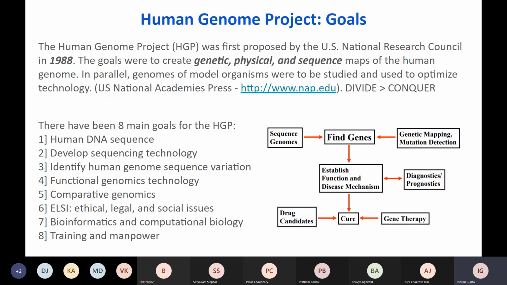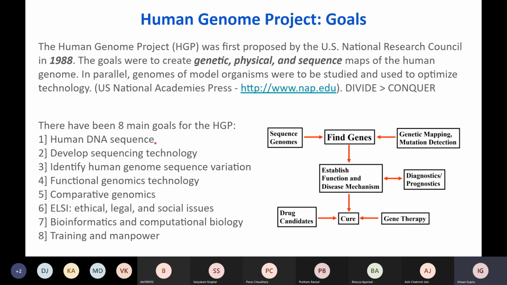But it was not just the US. There were a lot of people from around the world who were leading genomicists at that point of time, including a person from India, Samir Brahmachari. He was the director of IGIB in New Delhi, and a lot of people across the world and India were brought together, and they formed 8 main goals of the project.